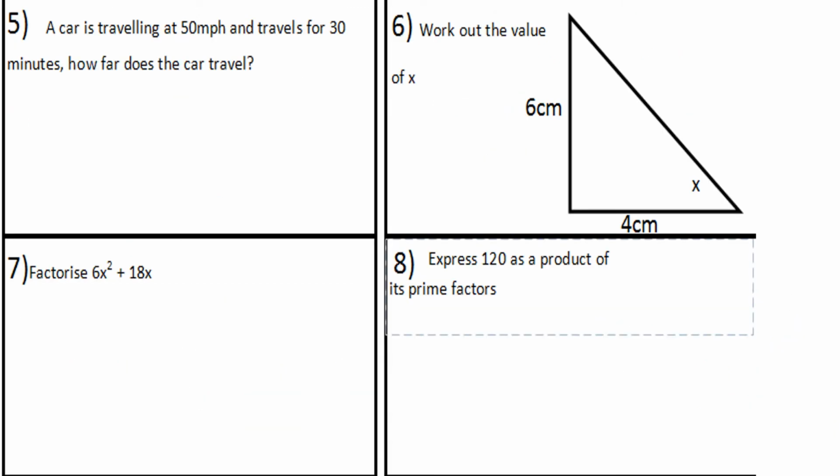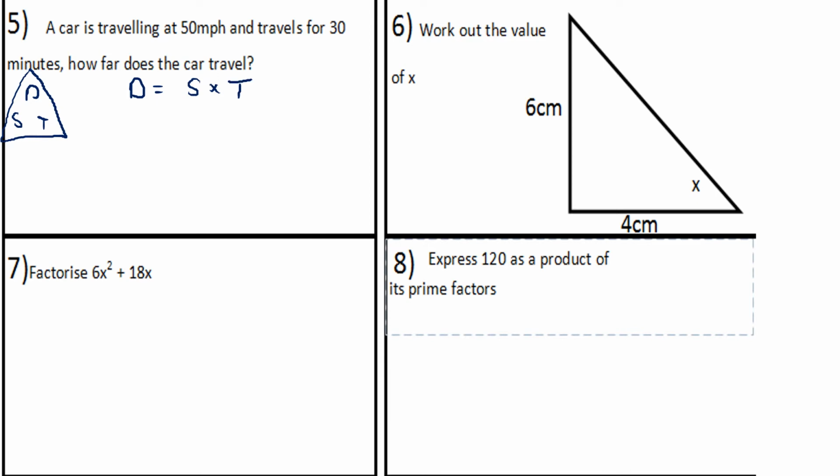Right, next we've got a speed distance time question. So you need to remember the formula. So remember your triangle, speed is equal to distance divided by time. So we are looking for distance. How far has it traveled? We're looking for distance. So d is equal to the speed times by time.